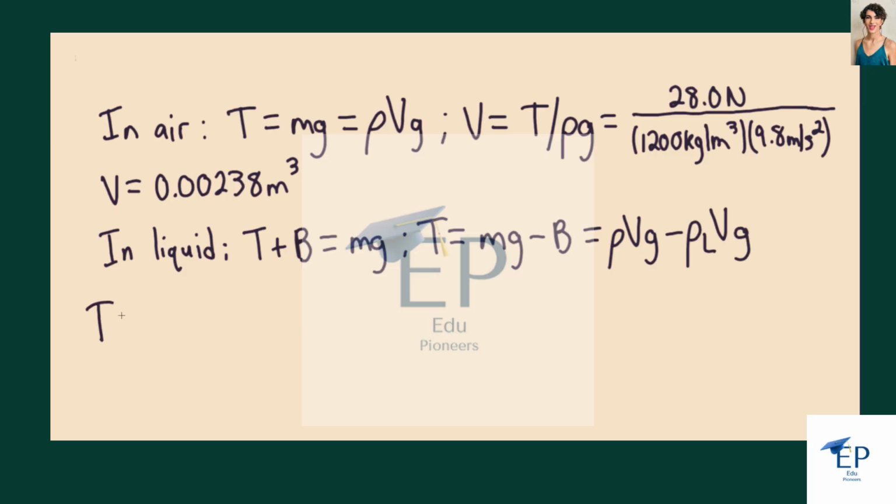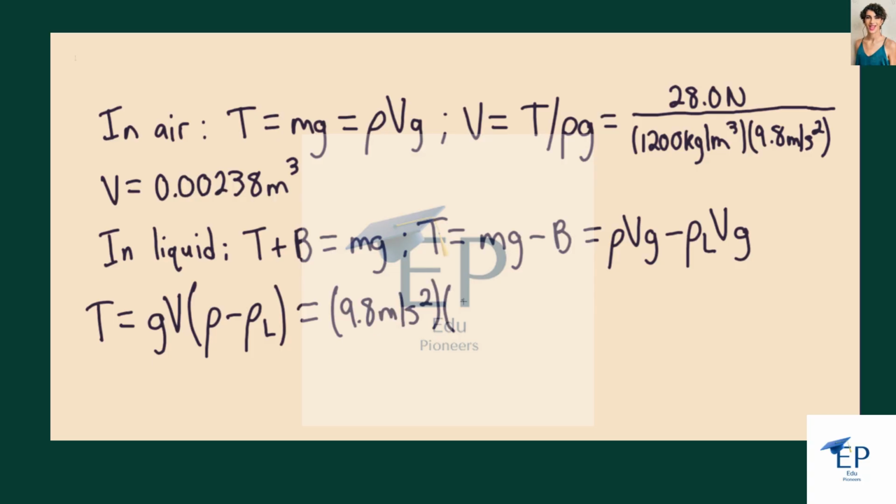And so the tension force would be equal to the acceleration due to gravity times the volume of the rock multiplied by the difference between the density of the rock and the density of the liquid. And so this would be equal to 9.8 meters per second squared multiplied by 0.00238 meters cubed multiplied by here 1,200 minus 750, and of course the units kilograms per cubic meter.